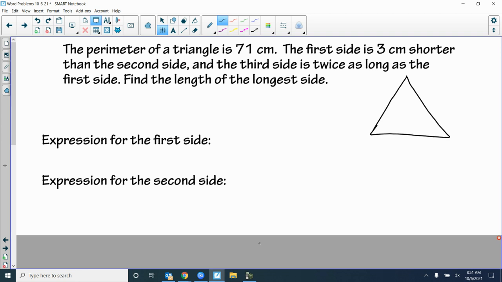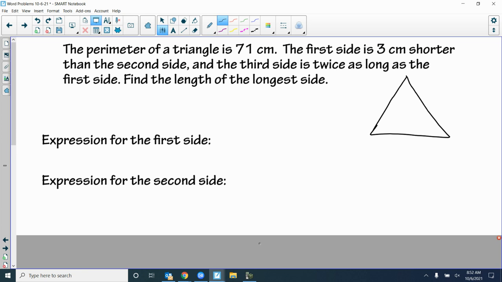The first side is 3 centimeters shorter than the second side. And the third side is twice as long as the first side. In the end, we have to answer that question, find the length of the longest side. Usually with a problem like this, one of the sides will be labeled X. And then based upon that, we can label the other sides.